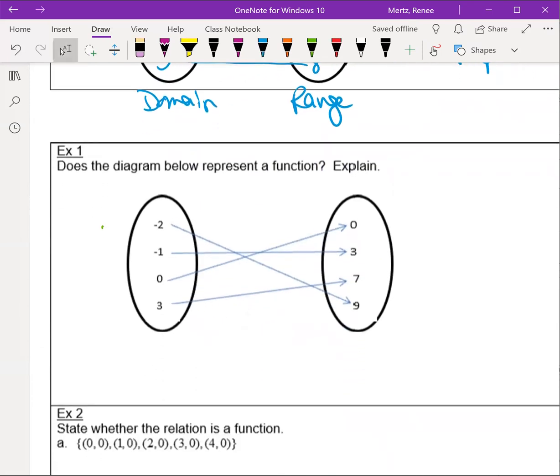Does the diagram below represent a function? So we look at the x values. We check these out. Are there any repeats? There are not, so yes. Domains do not repeat.